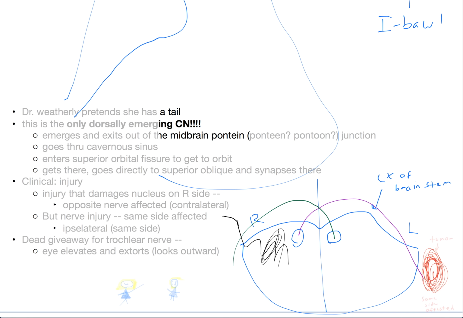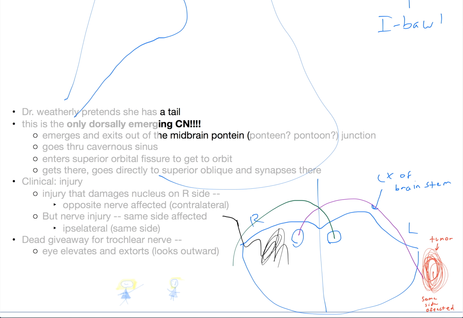Again, a brainstem injury to the nucleus affects the opposite eye, the opposite superior oblique. An injury to the nerve affects the same side superior oblique. Okay? It doesn't even matter how close it is. If it's not the nucleus, if it's any of the fibers leaving the brainstem, it's going to be the same side. It doesn't matter where along the path it is. So any injury to the nerve itself is going to affect the same side.